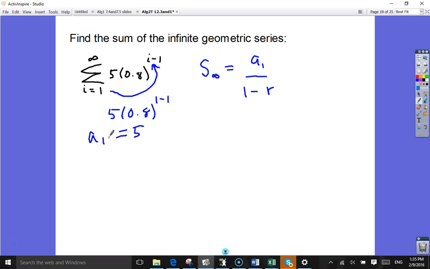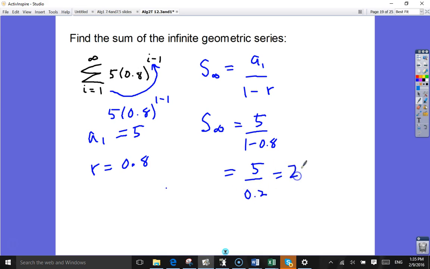Okay, what is R? 0.8. Whatever is being raised to the power, that's the R. So that's all you've got to plug into this formula. S infinity equals 5 divided by 1 minus 0.8, which is 5 divided by 0.2, which is 25.